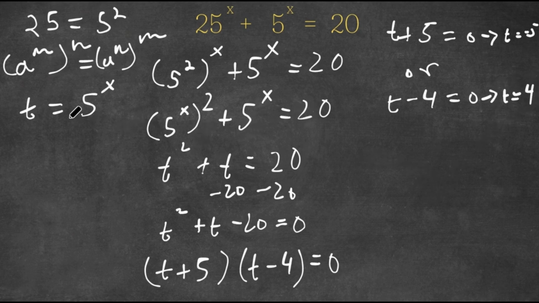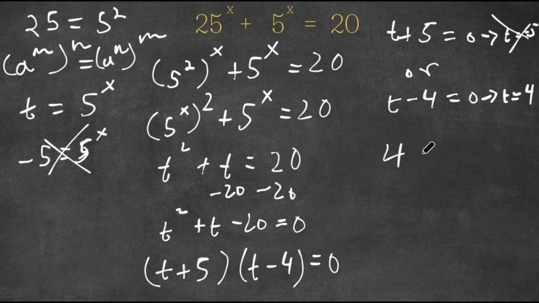So now remember, we set t equal to 5 to the power of x. So let's first try the value t equals negative 5. So if t equals negative 5, then I have negative 5 is equal to 5 to the power of x. And this can actually not be solved. This actually has no solution because you can't take a power of a positive number and make it negative. So t equals negative 5 is wrong. So that means that we are simply left with t equals 4.